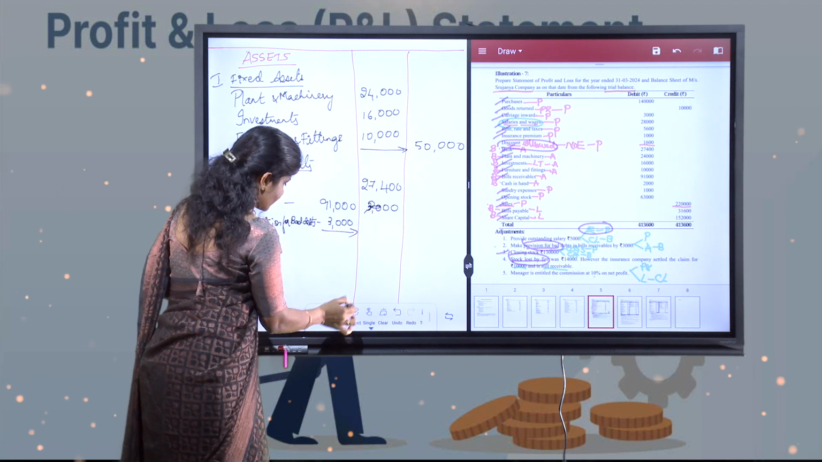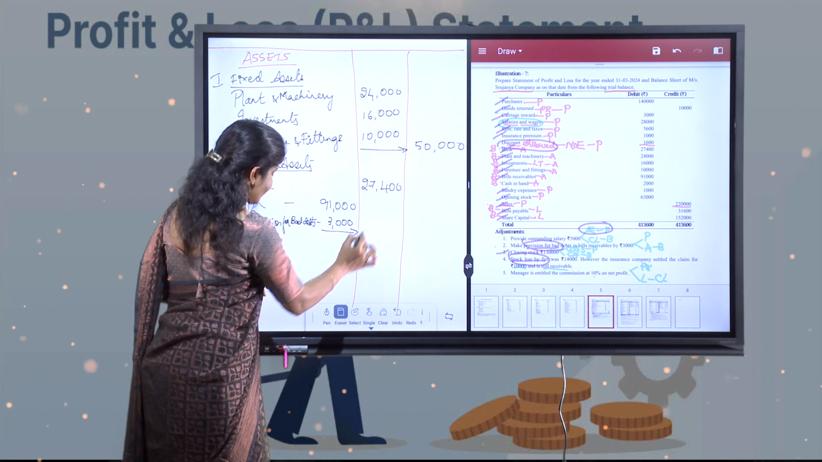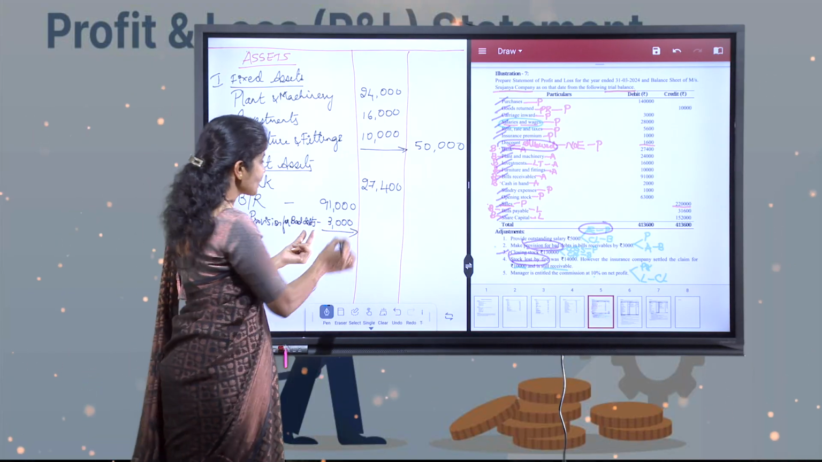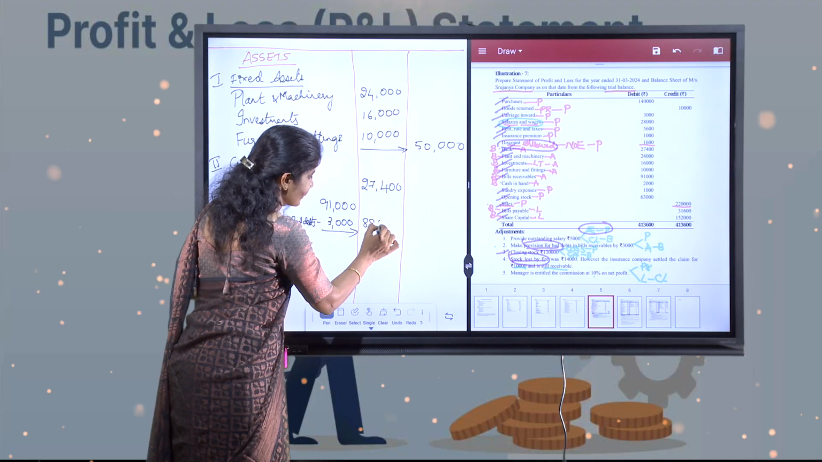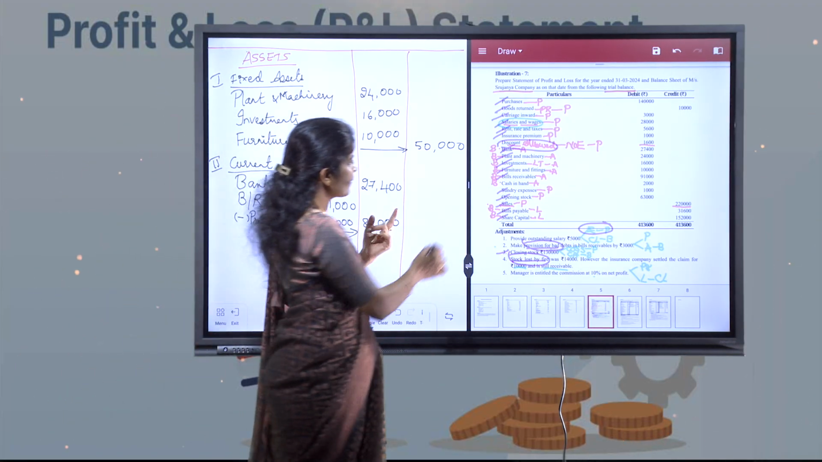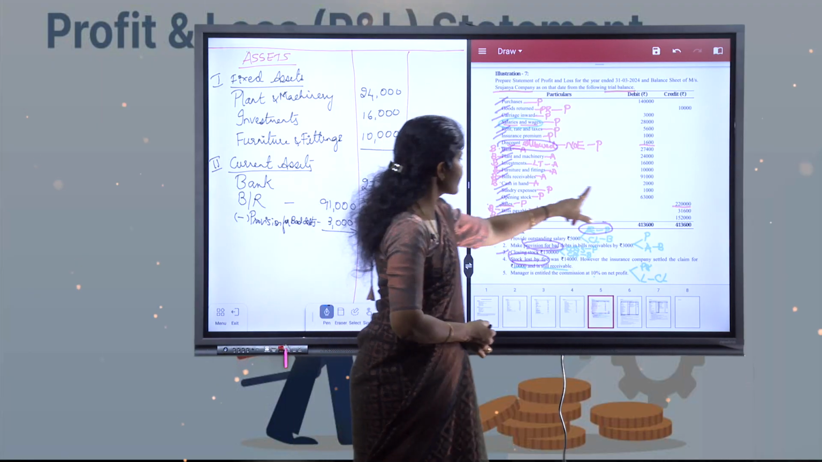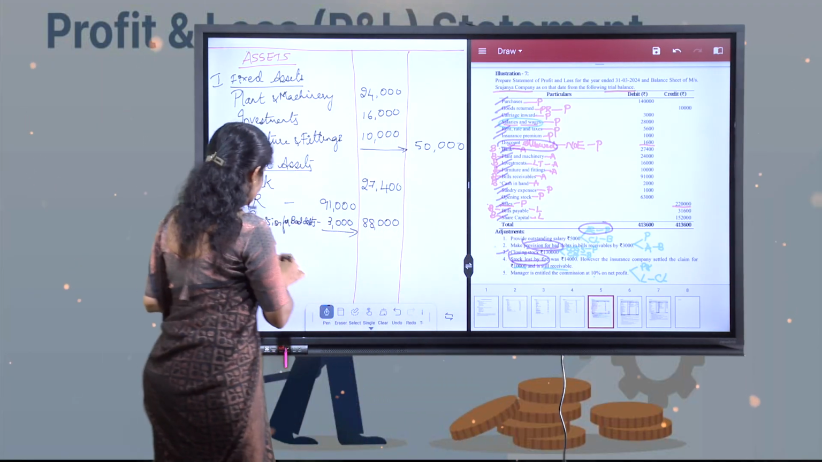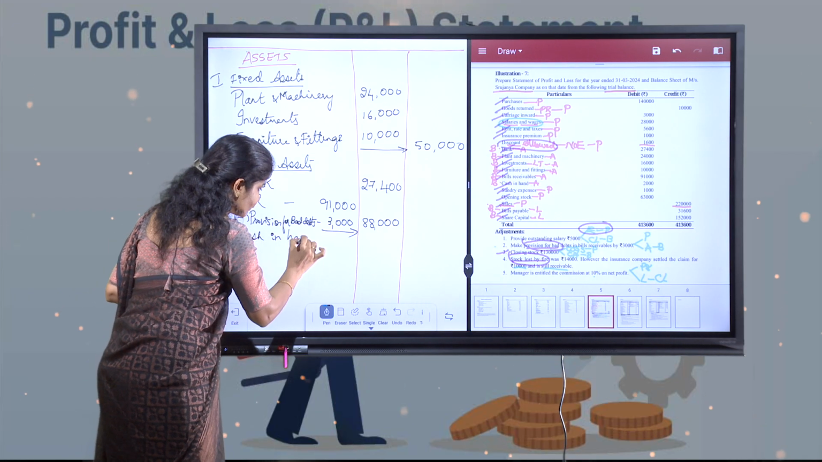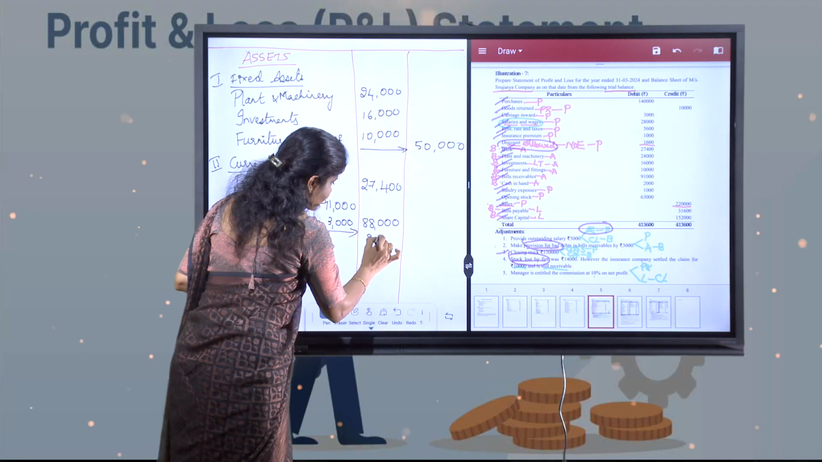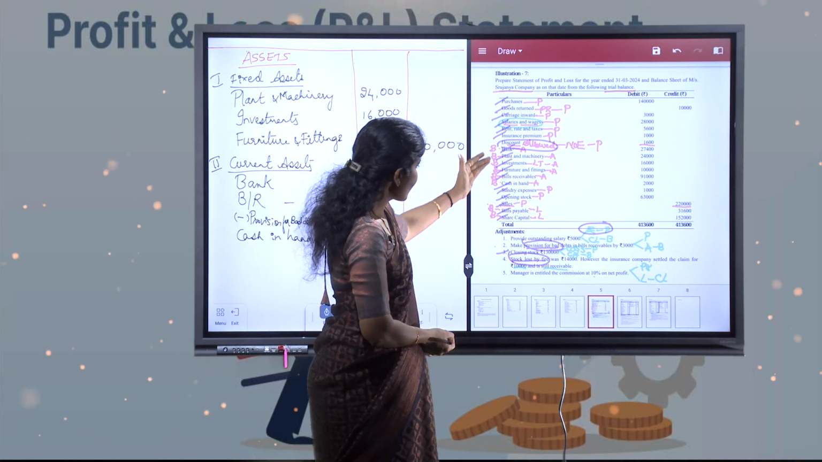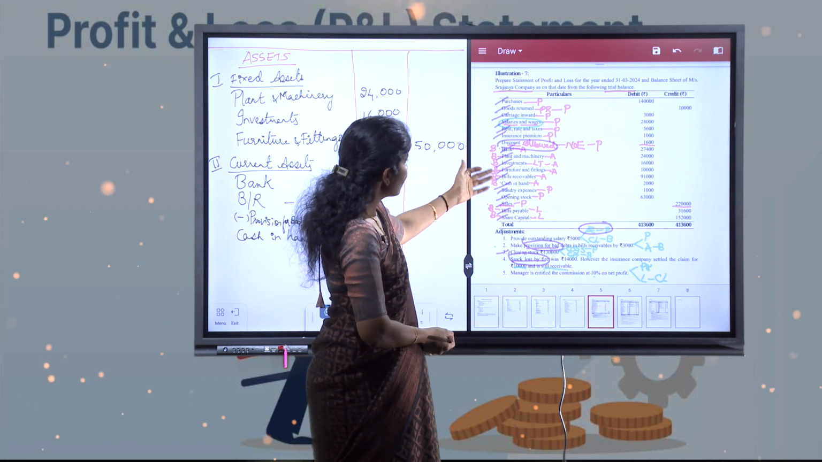If you deduct this 3,000 from 91,000, the balance will be called the actual bills receivable. So what can be the actual bills receivable? 88,000. Next, we also have cash in hand. Cash in hand is how much? 2,000. Okay, we have taken all the items of the trial balance.